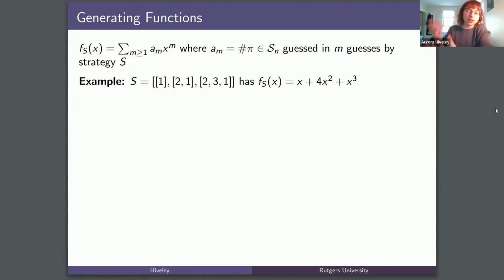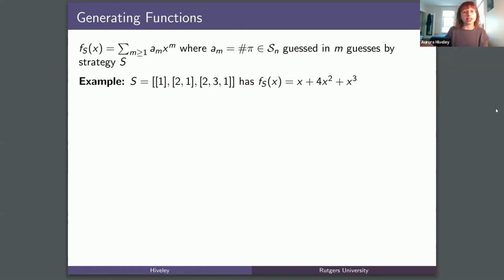So for example, if I consider my cyclic shifting strategy of length 3, then I'm only worried about permutations of length 3. There's 6 of them. So I expect my coefficients to sum to 6. They do. That's great. There's one permutation that can be guessed in one guess. So you'll notice that the coefficient on the linear term is 1. Of course, that permutation is the trivial permutation. Without loss of generality, you're always going to start by guessing the trivial permutation, so that's the only permutation that can be guessed in one guess. And that'll be true for any strategy, but we'll talk about that a little bit more later.